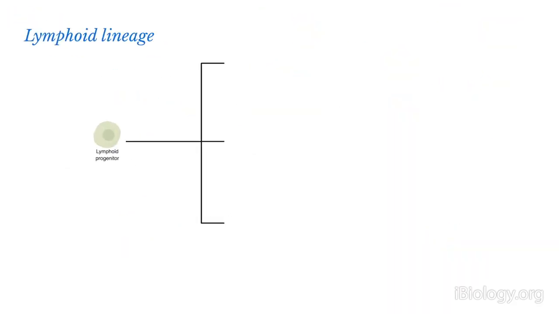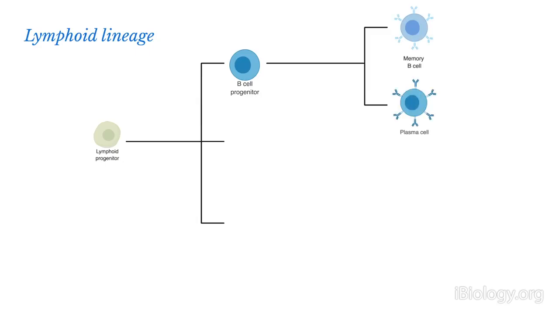Let's now look closely at the lymphoid lineage. The lymphoid progenitor differentiates into three cell classes. We'll start by introducing B cells. Upon activation, mature B cells differentiate into memory cells or plasma cells. Plasma cells are the immune cells that are responsible for secreting antibodies, an important component of adaptive immunity.